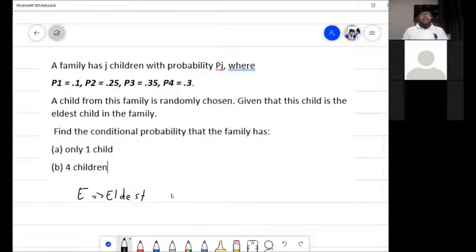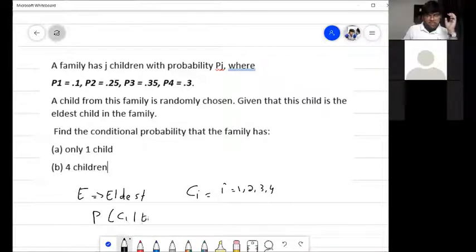So if I define an event like this, what I'm trying to say is C I basically implies the total number of children that the family has, where I can be from 1 till 4. If I say find the conditional probability that the family has only one child, given that the child is the eldest child, can I say that essentially what the question is asking me is this, based on the events I've described? If there are no issues with this, I'll go on.